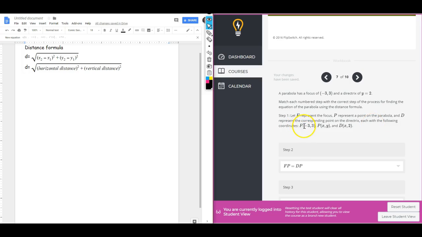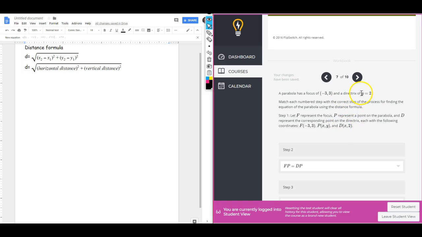So the focus point has the coordinates of -3, 3. Again, they found that from here. P is a point on the parabola. They have no idea what this location is, and so that is why it's represented as x, y. And D is the point on the directrix.